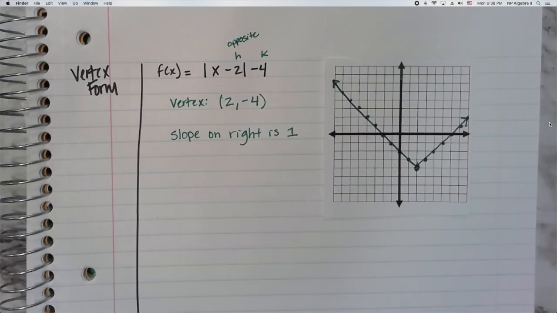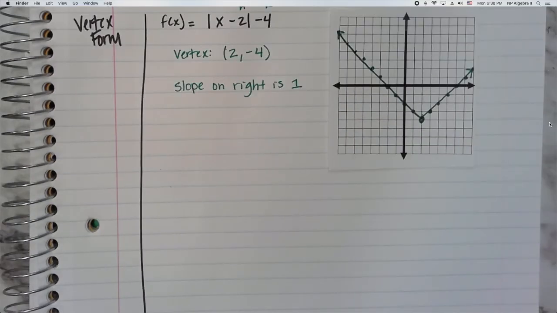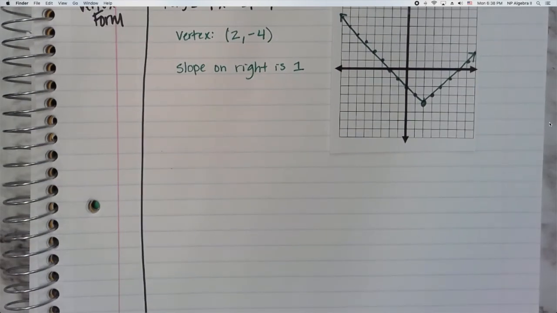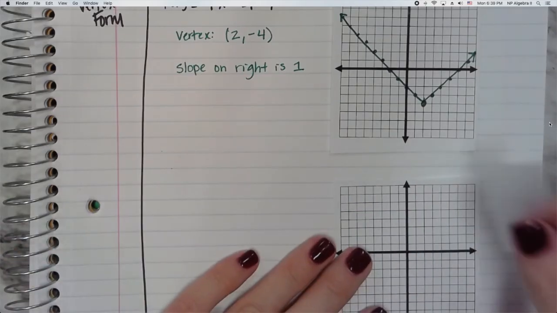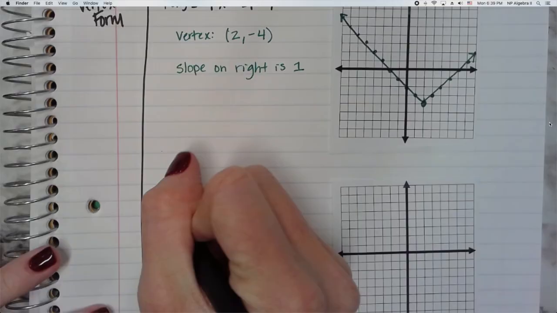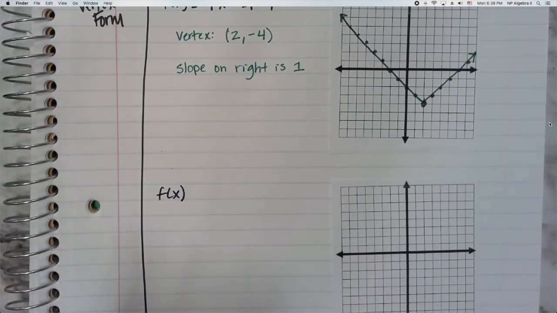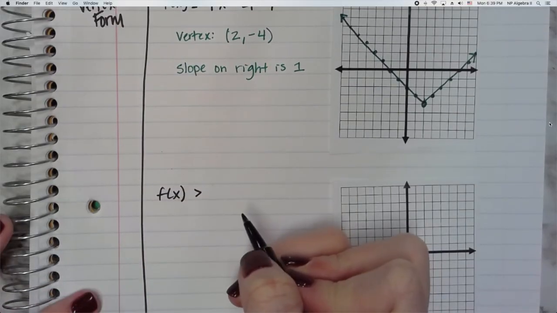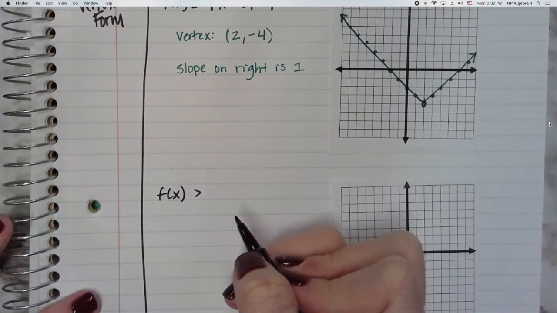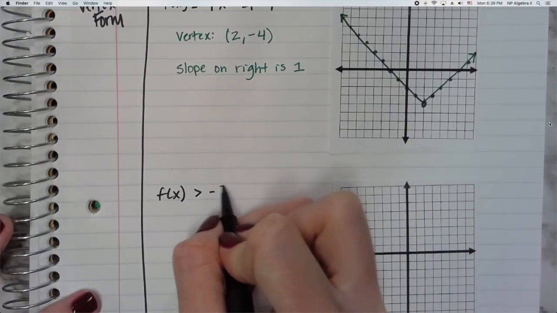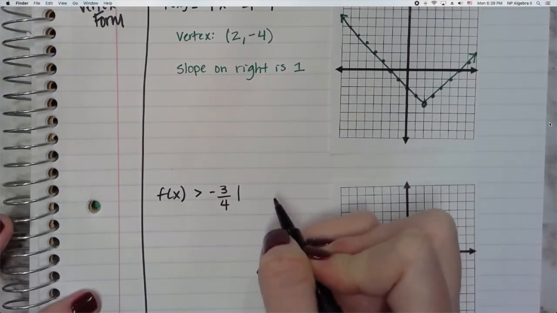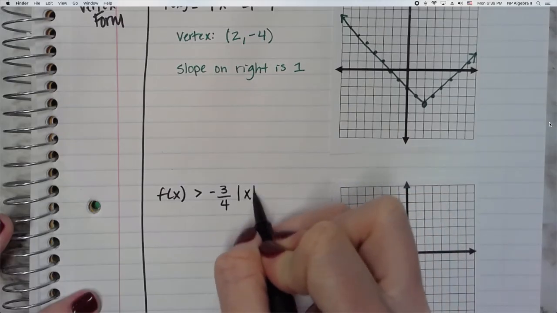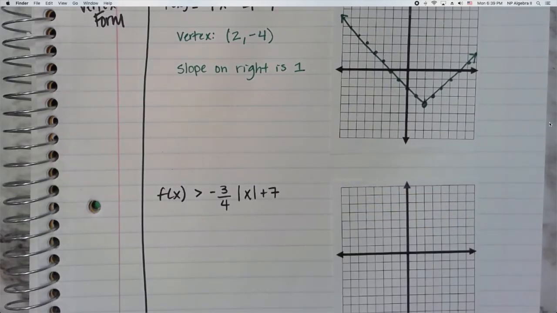Okay, we're going to do one more example, and this time it's going to be an inequality. Same steps. The only difference is we've got our dashed line, our solid line, and our shading. Okay, so taking a look, f of x is greater than -3/4 x, and then outside is +7.